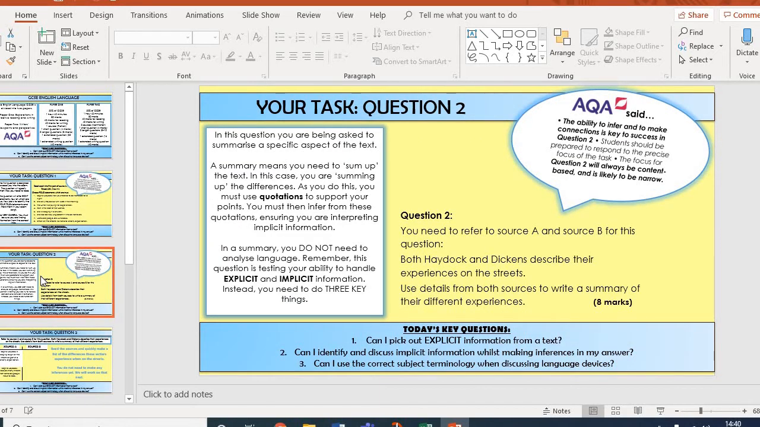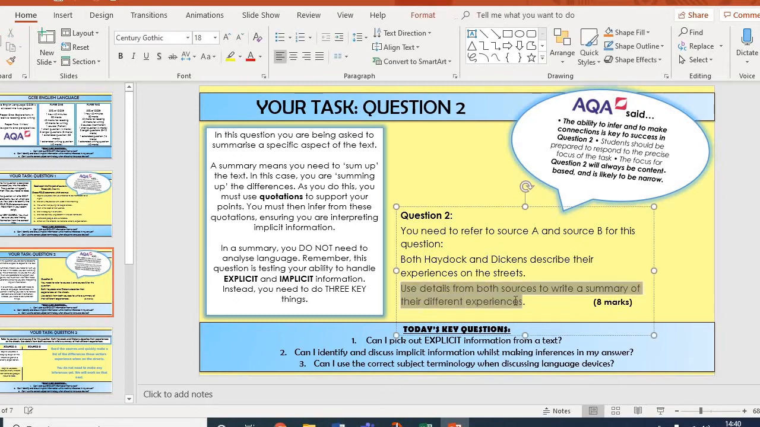Now, the next question we want you to work on, question 2, like in paper 1, is worth 8 marks. But this question now asks you to refer to both sources. And what the examiner wants you to do is use the details from both sources to write a summary of the different experiences of the writers. I've given you some extra detail here.